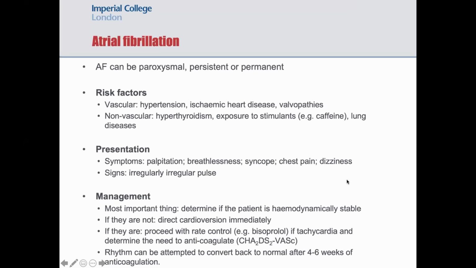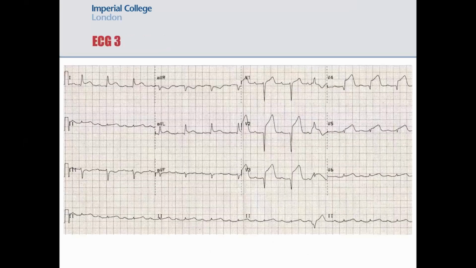Okay, nothing then. So if we move on, same thing again. If you can just write down what you think the abnormality in this is.